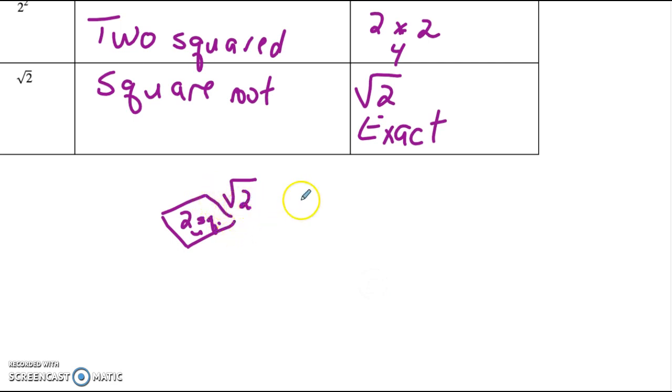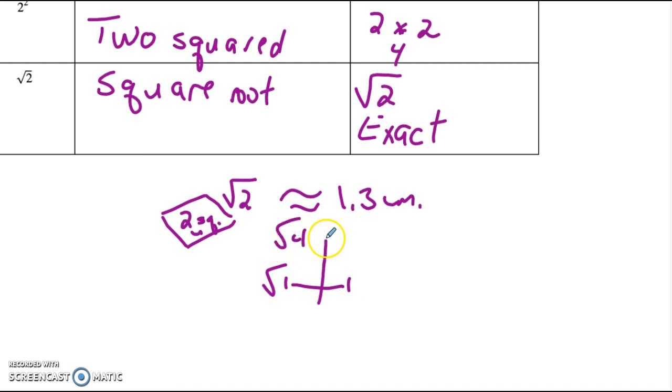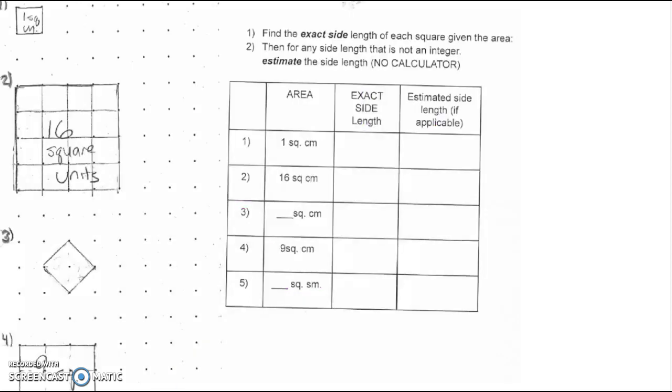Now, if I want to estimate what that is, my estimated answer is going to be like 1.3 centimeters or whatever. Because I know the square root of 1 is 1, and the square root of 4 is 2, if you're looking at your perfect squares. So the square root of 2 has to be somewhere in between 1 and 2, a little closer to 1. So let's go to the next.